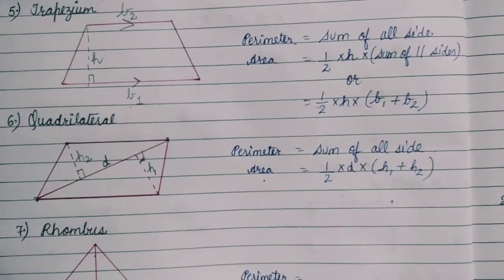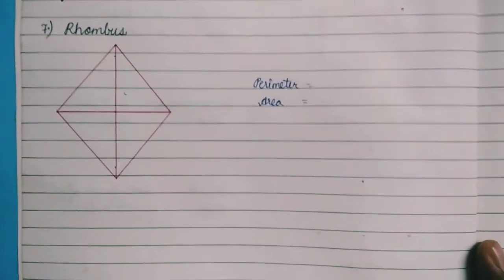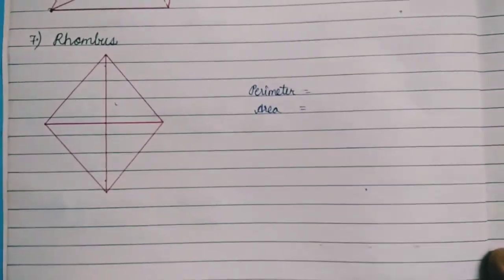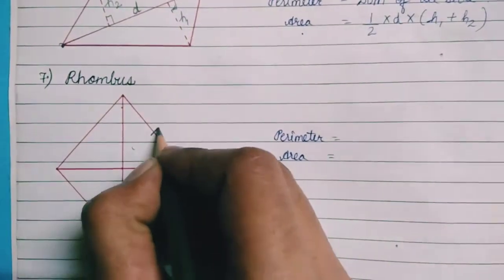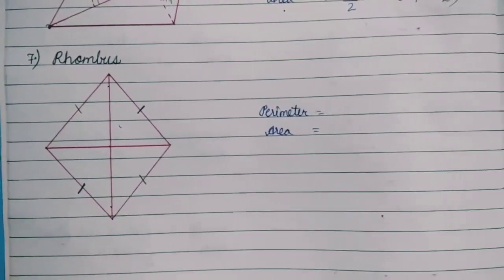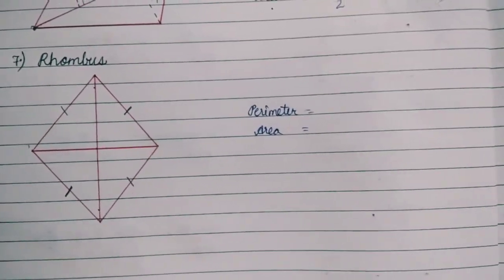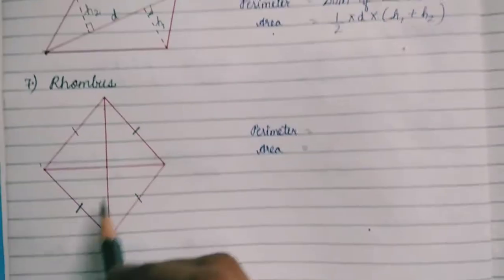Okay. Now the seventh figure is the rhombus. A rhombus is a kind of square figure because all four sides are equal: this side is equal to this side is equal to this side. But this is not a square. This is a kind of square, but it is completely not a square.